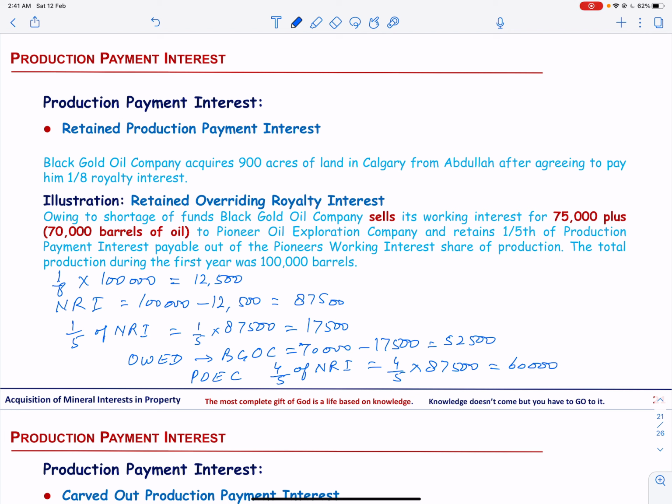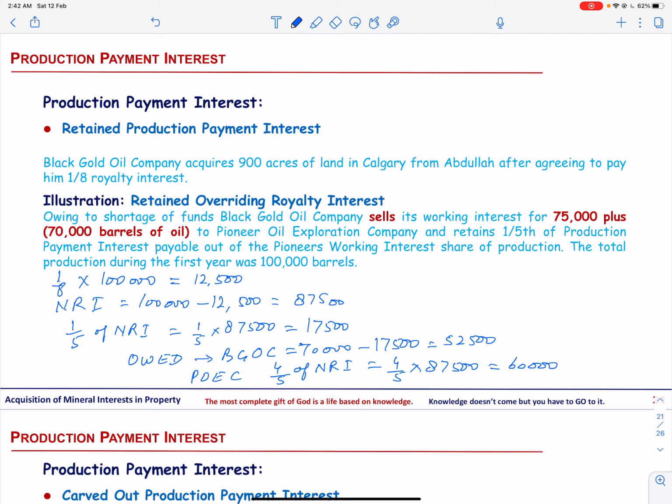Pioneer Oil Exploration Company will pay all the cost of exploration, development and production while they hold the working interest. After Black Gold Oil Company receives a total of 70,000 barrels of oil, Pioneer Oil Exploration Company will cease to have the working interest, and Black Gold Oil Company will get back the working interest.